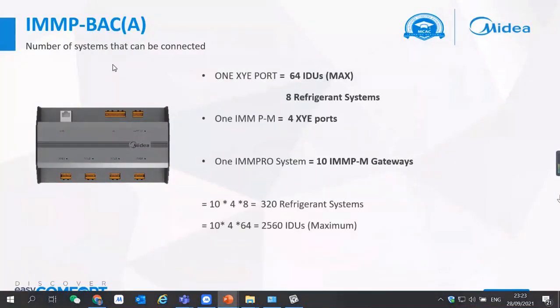The next option we have is IMMP back A. This one has 4 XYE ports. Each port can connect 8 systems and 64 indoor units. If we are talking about one computer, 10 such devices can be connected with one computer, one Immpro software. 4 ports are there, each port can connect 8 systems and 64 indoor units, so the number of indoor units in this combination is 2560 indoor units.